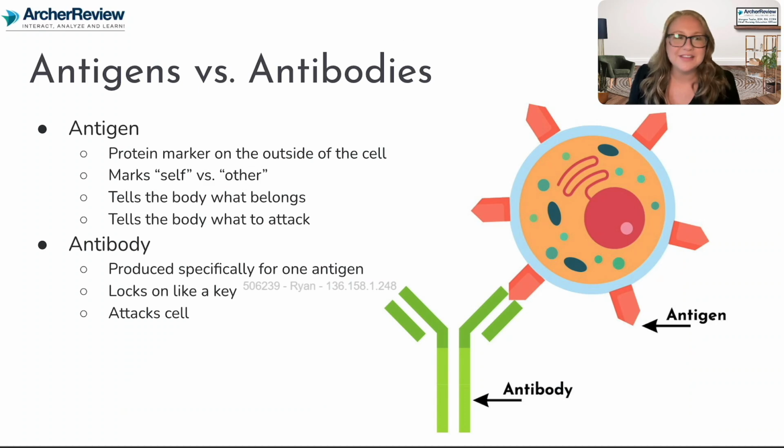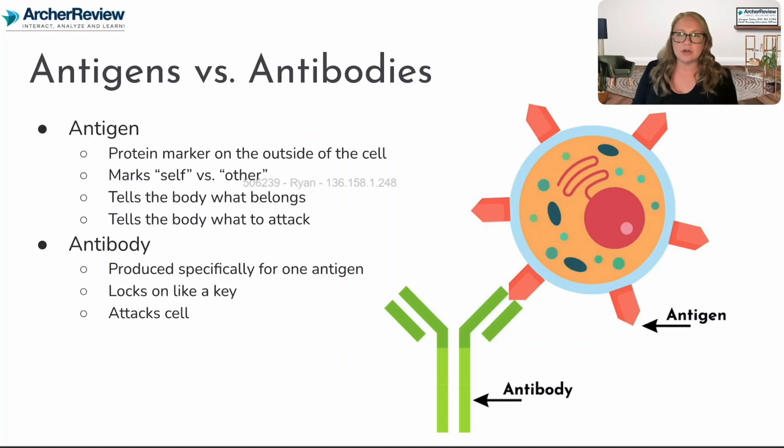So what are these antigens and antibodies? I know that terminology sounds a little confusing, but it's actually quite simple. An antigen is just a protein marker on the outside of a cell. All right, so you see all those orange little spikes going off of that cell? This is an antigen presenting cell. It is marking itself. This antigen is saying, hey, this is who I am. It's like a flag, okay?